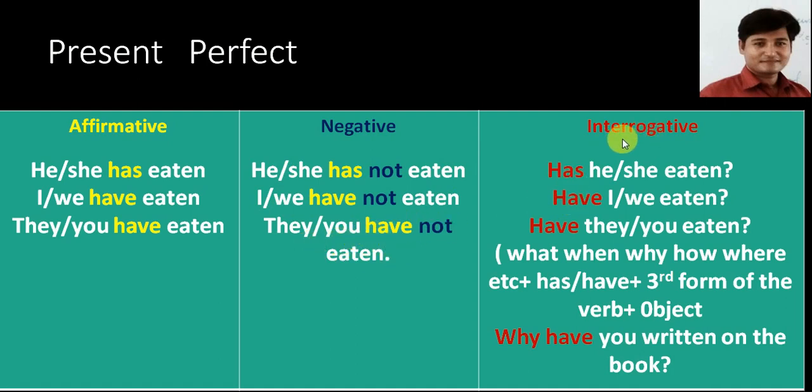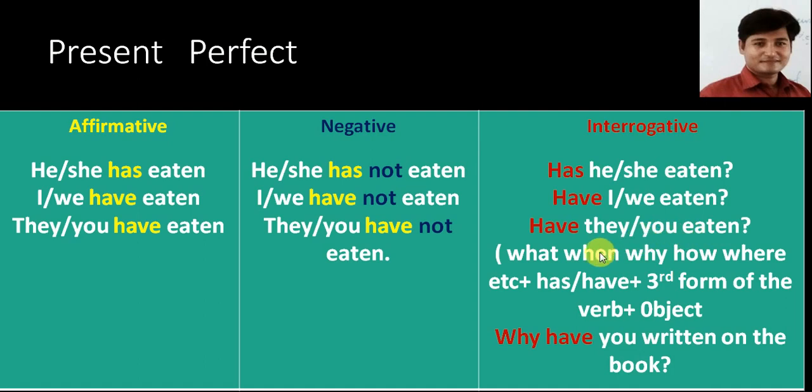The third structure, interrogative sentences. There are two types of interrogative. The first kind is which has the answer yes and no. These are called helping verb structures. We use the helping verb has and have in the beginning to convert into questions. Has she, has he eaten? And the answer will be yes, she has, or no, she has not. Similarly, have I, we eaten? Have they, you eaten? And the answer will be no, I, we, they, you have not eaten, or I, we, they, you have eaten.